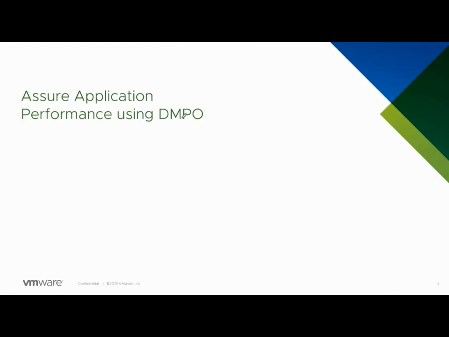Application performance using DMPO. DMPO, again, dynamic multipath optimization. The VeloCloud cloud delivered SD-WAN solution enables enterprises and service providers to utilize multiple WAN transports simultaneously, where they can maximize the bandwidth at the same time assuring application performance.